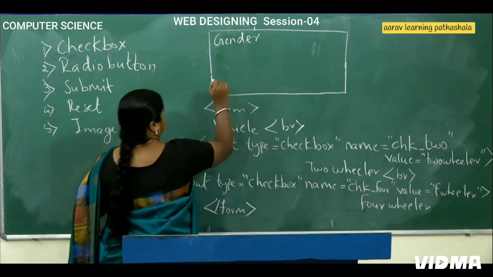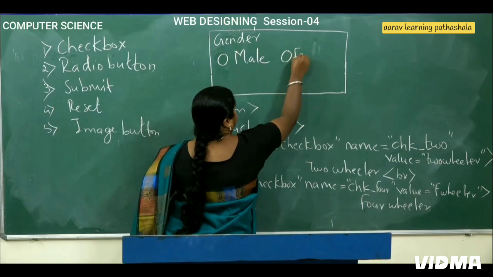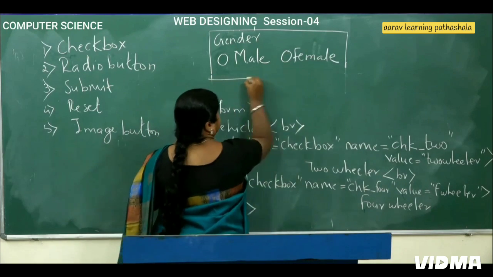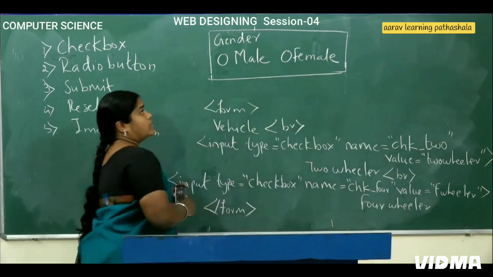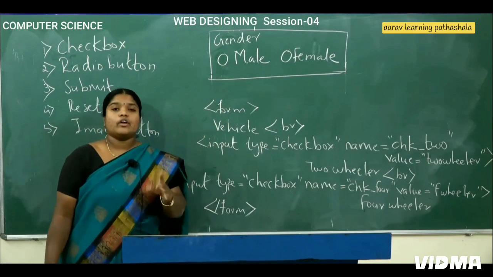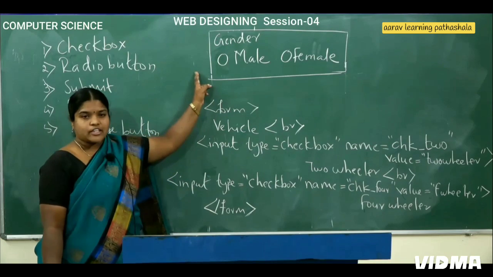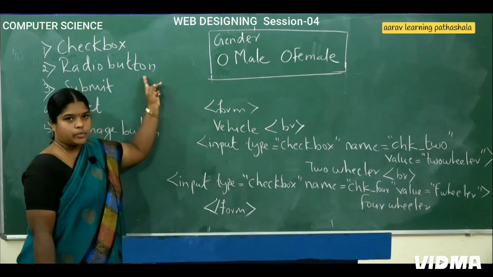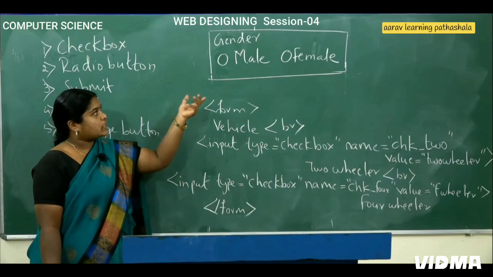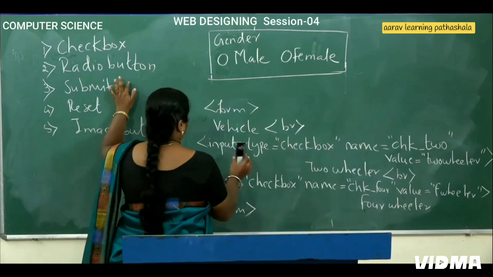Suppose I take the example of gender, male and female. Suppose I want this particular output. So out of these two options, male and female, any one option has to be selected. Any one option must be selected. So for this particular purpose we are going to go with radio button. In this case the user cannot select both the options, the user must select any one option only. So in this case we are going to go with radio buttons.